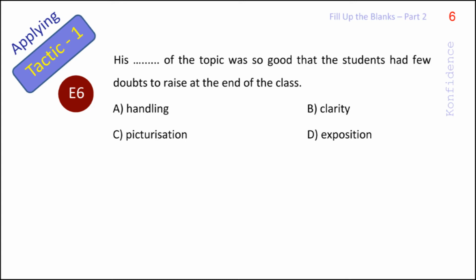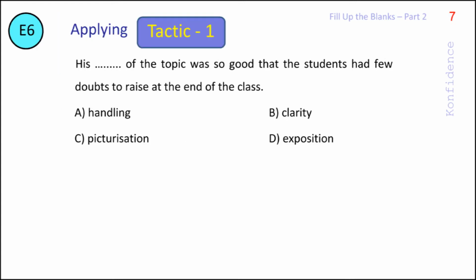The person mentioned in the sentence taught the students a topic well. At the end of the class, the students had no doubts. What does this mean? He had a profound knowledge in the topic and he taught brilliantly. Is that correct? A person may have sound knowledge in a subject, but if he cannot explain it properly, the students will have doubts at the end of the class. Thus we get the word explanation.